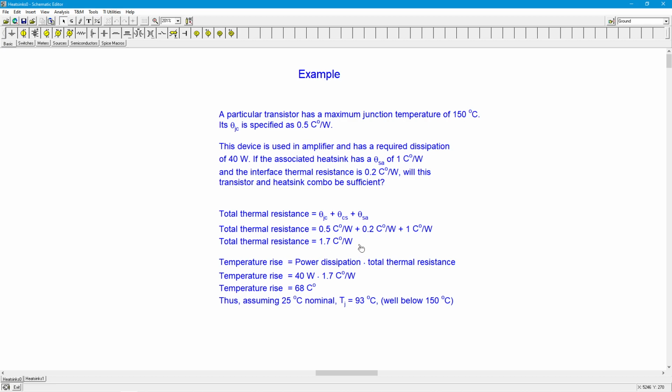Now we use our thermal version of Ohm's law. The temperature rise is the power dissipation times the total thermal resistance.